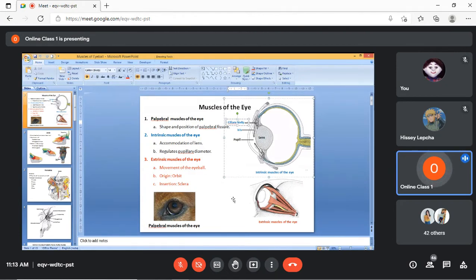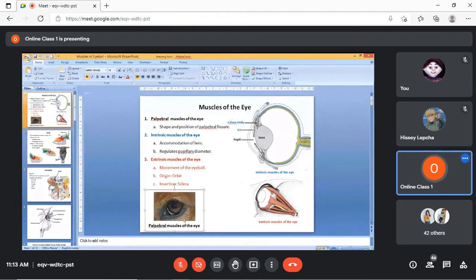So that movement or focusing of the lens is called the accommodation of the lens. That means the intrinsic muscles present in the ciliary body help in changing the shape of the lens, thereby helping in focusing on a particular object. Whereas the muscles found in the iris regulate the pupillary diameter. So pupil, I think all of you know, is the narrow opening in the iris.